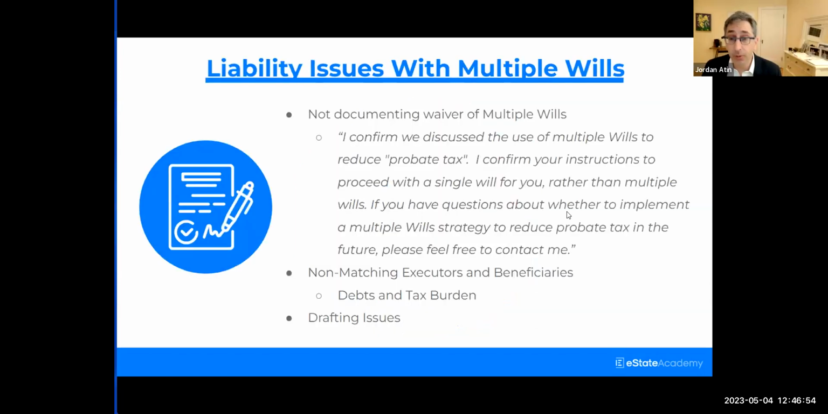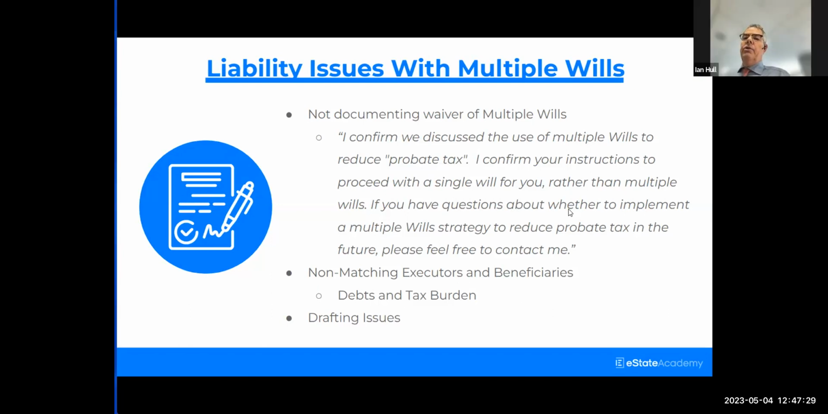Yep. So let's just talk about some liability issues, Ian, as you defend these claims. One of the claims, of course, is where, for whatever reason, they don't do multiple wills. And the kids, of course, come back because they're the ones who ultimately have the tax coming out of their pockets as the beneficiaries. And they're like, oh, why didn't you do multiple wills for mom and dad, or mom, right?